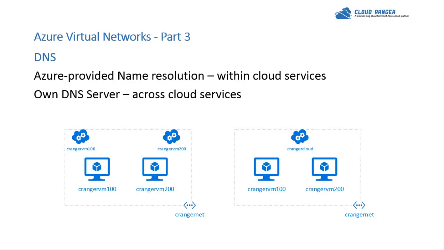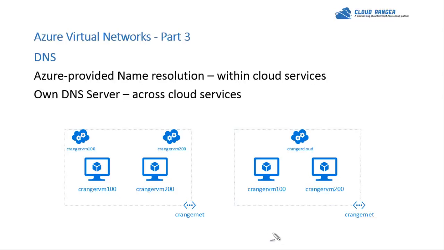When you create a virtual network and you're not providing a DNS, and Azure is saying we are providing the name resolution, it is only providing the name resolution when you are in the same cloud service. So what do I exactly mean by that?